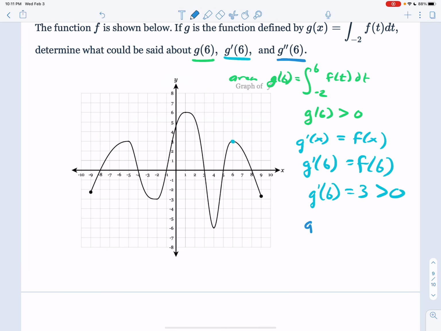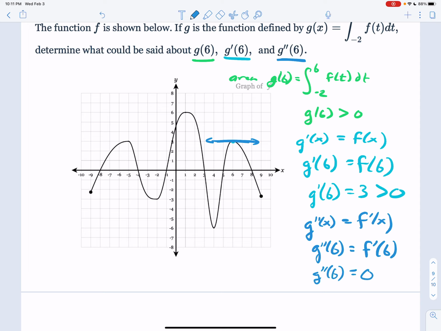And here's the last one. G double prime of 6. So G double prime of x should just be f prime of x, which is focusing on slope. So G double prime of 6 is the same thing as f prime of 6, or the slope of f at 6. If you were to draw a tangent line here, coincidentally, it also becomes a horizontal tangent line. So you know that that slope will come out to 0.